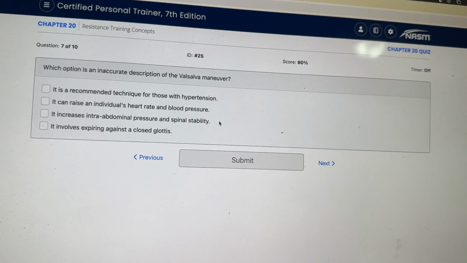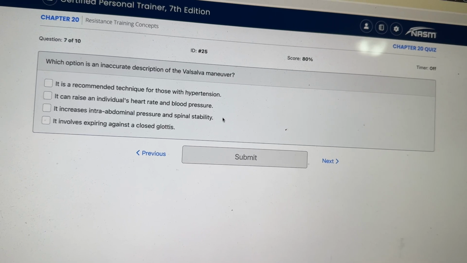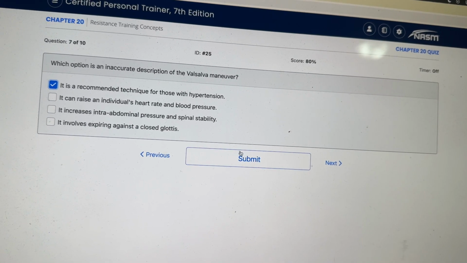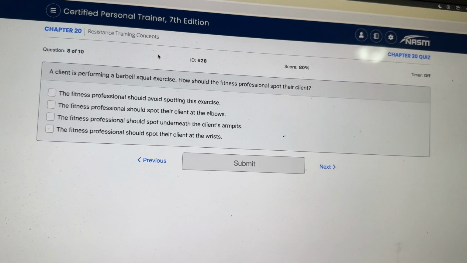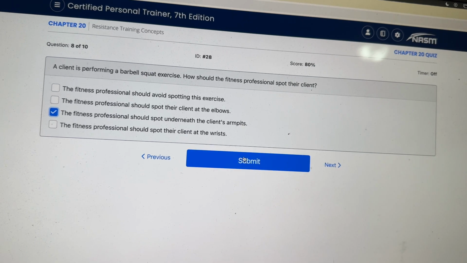Complex training, alright. Which option is an inaccurate description of the Valsalva maneuver? I think it's this one. It is a recommended technique for those with hypertension. A client is performing a barbell squat exercise. How should a fitness professional spot their client? They spot underneath the client's armpits.